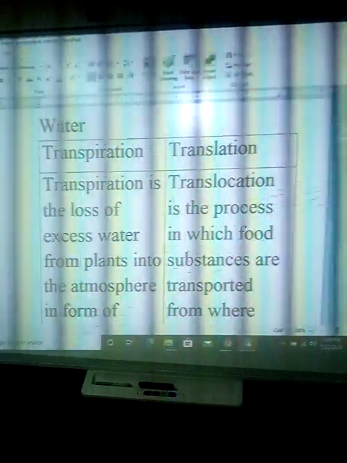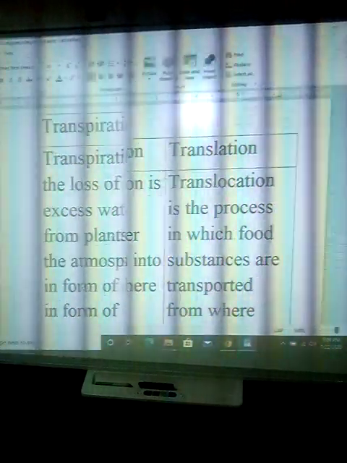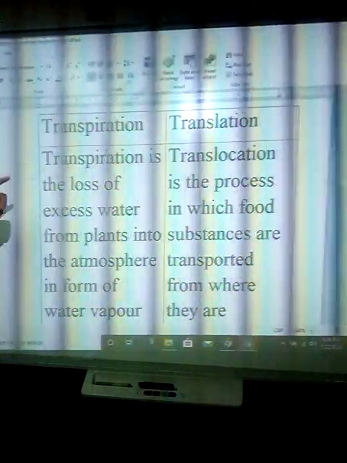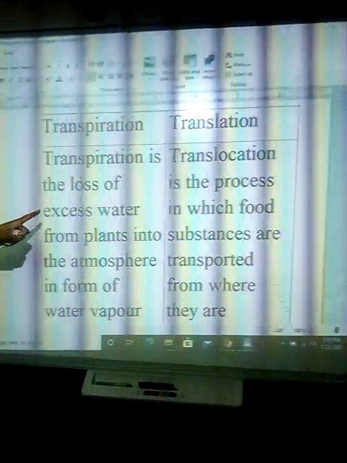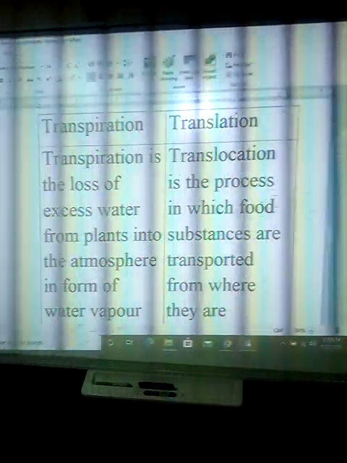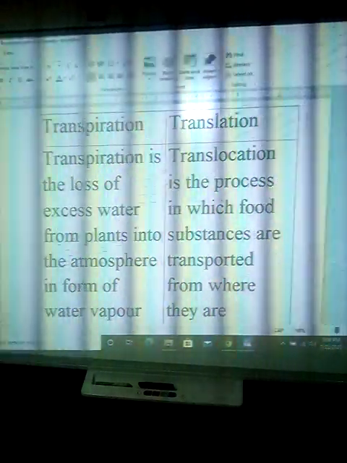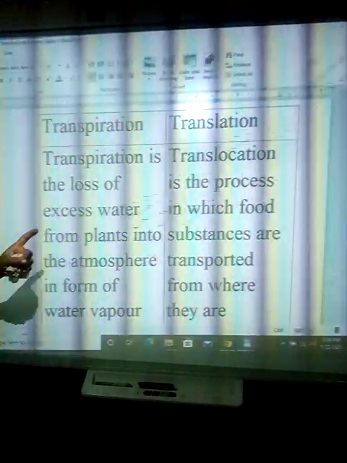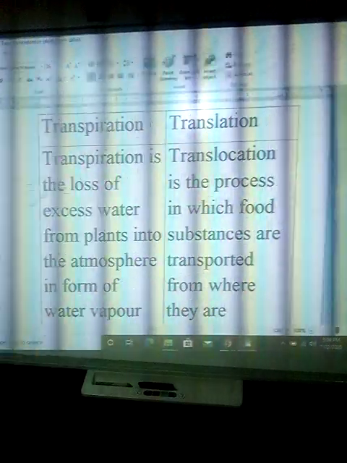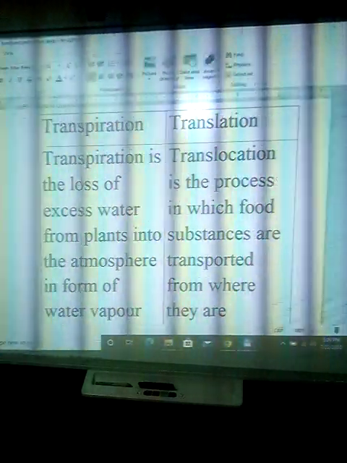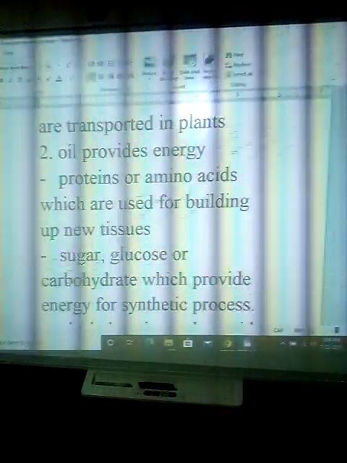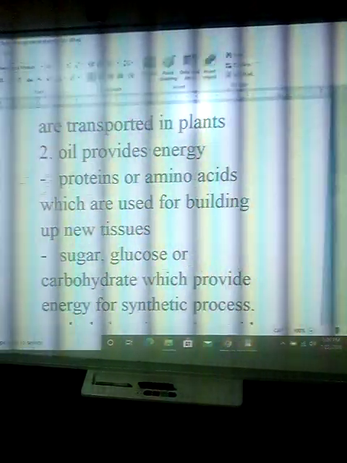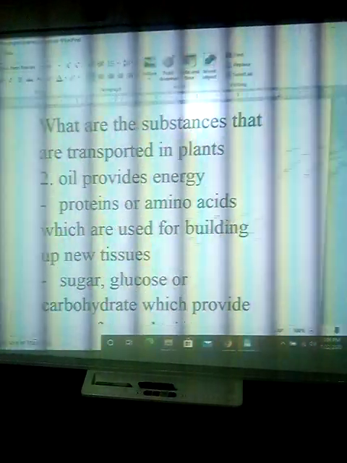Now we are going to consider the differences between transpiration and translocation. Transpiration is the loss of excess water from plants into the atmosphere in form of water vapor. But translocation is the process in which food substances are transported from where they are produced or manufactured to tissues where they are needed or possibly stored. Okay, that is the difference.